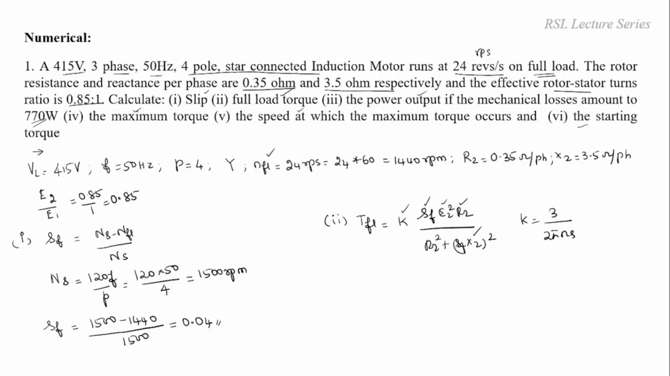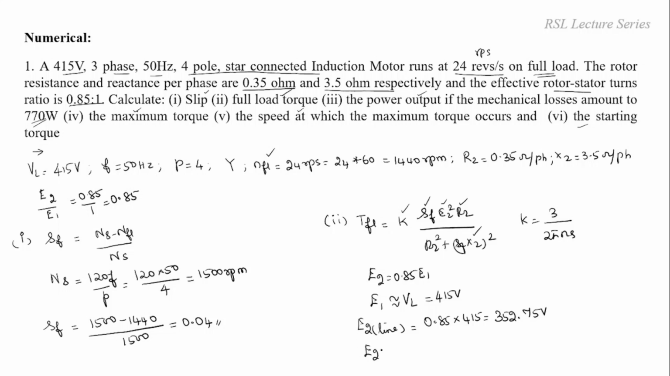So from this turns ratio, we can write E2 is equal to 0.85 times E1. E1 is the EMF induced in the stator, which is approximately equal to the supply voltage, given as a line value of 415 volts. From this we can find E2 line voltage, which is equal to 0.85 into 415. On multiplication we will get 352.75 volts. Now we have to find the phase value for E2.